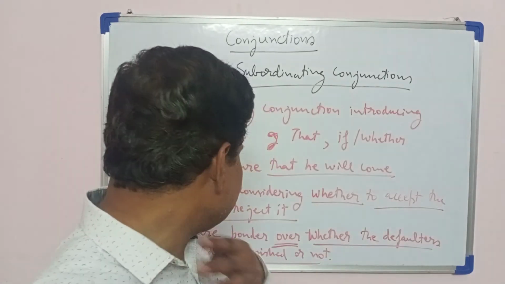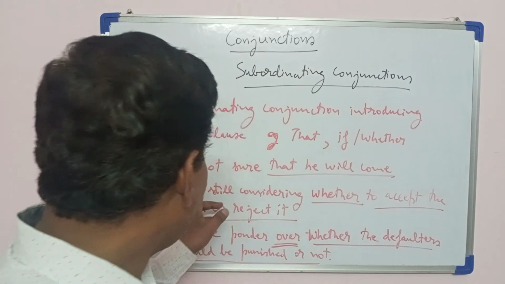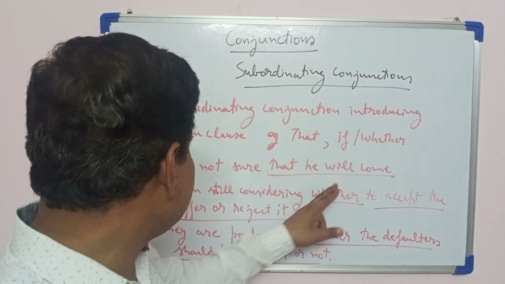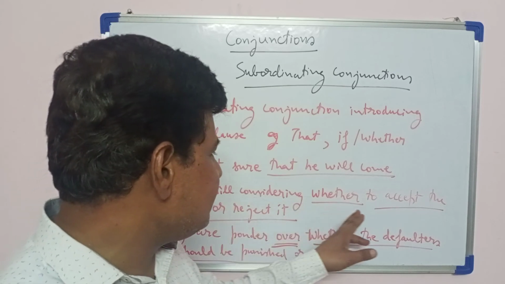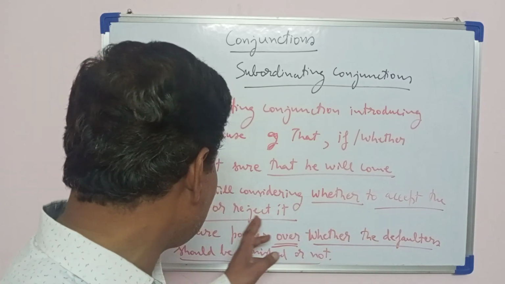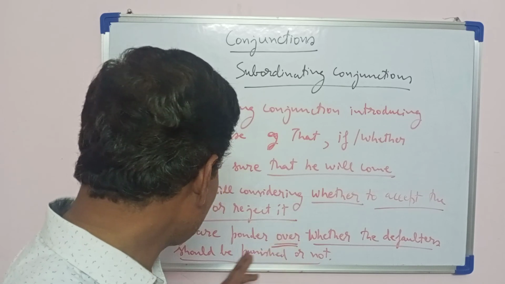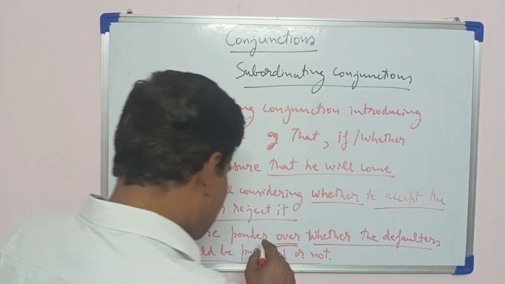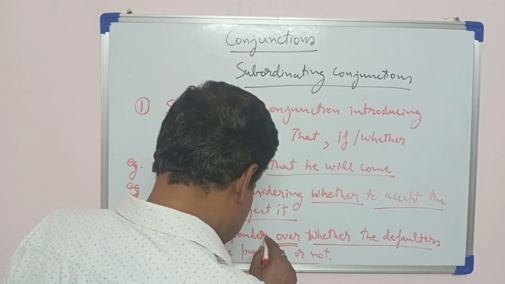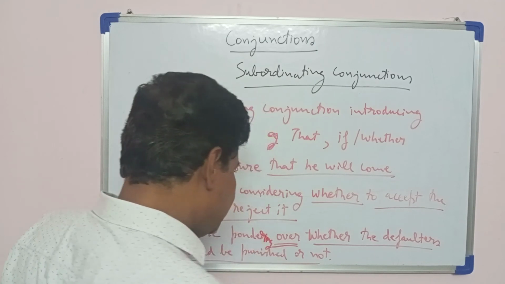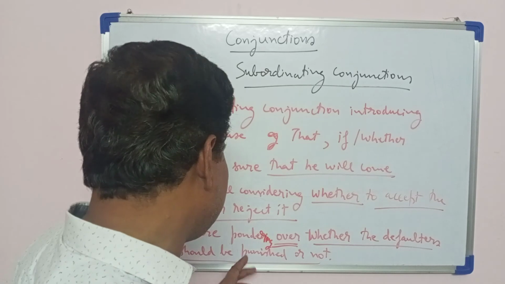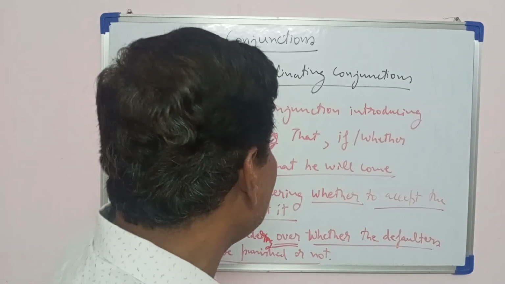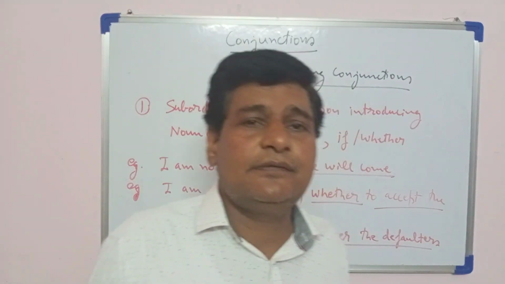As you can see in these examples, I am not sure that he will come. Here, that he will come is a noun clause. I am still considering whether to accept the offer or reject it. They are pondering over whether the defaulters should be punished or not. So in this way you can understand what the subordinating conjunctions are.